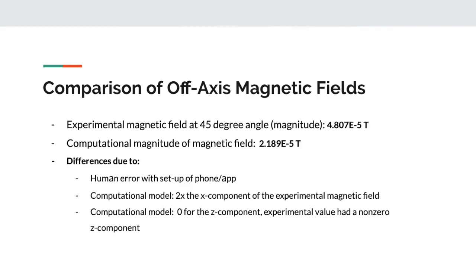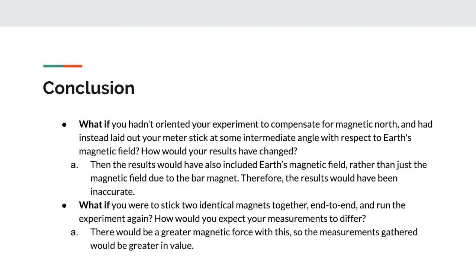The experimental magnetic field I calculated was more than double the magnitude of the computational magnetic field. These differences could be due to human error with my own setup of my phone and the use of the app, which could have resulted in the differences I saw in the vectors for their respective magnetic fields. If we hadn't oriented our experiment to compensate for magnetic north, then the results would have also included the Earth's magnetic field, rather than just the magnetic field due to the bar magnet, which would have made the results inaccurate and different from what we found in this experiment.